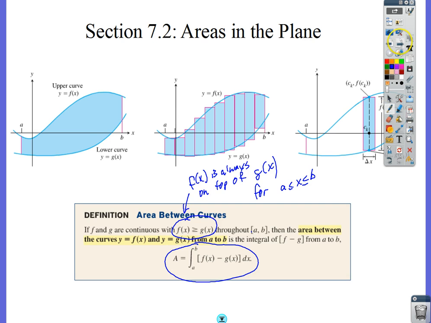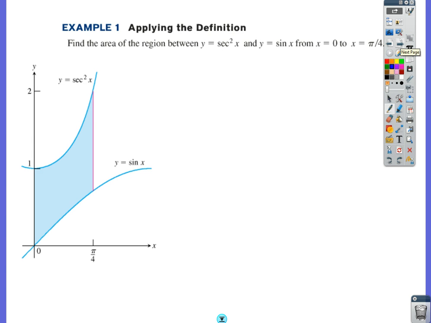Here we go. Let's see it in action. I have my first equation, secant squared x and sine x. Find the area of the region between secant squared x and sine x from x equals 0 to pi over 4. So I need to take the integral from 0 to pi over 4. And I take a look and ask myself, is one function always on top of the other? In this case, yes, from 0 to pi over 4, all the way.